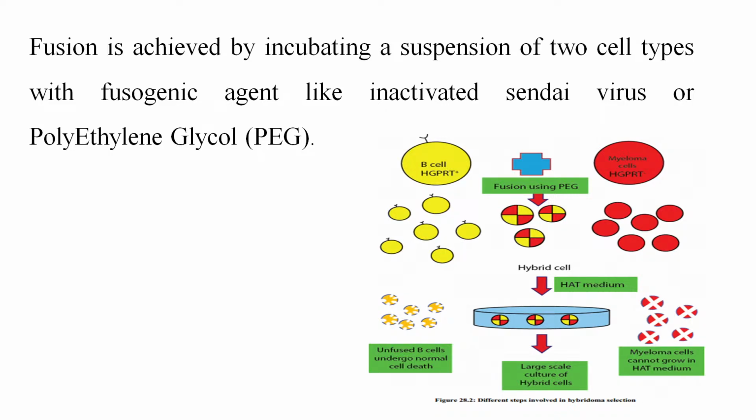So now we have to fuse these two cells, and the fusion occurs using a fusogenic agent. And this fusogenic agent might be biological or chemical. Biological in terms of inactivated Sendai virus can be used for the fusion of both these cells, or when coming to the chemical fusogen, the most commonly used fusogen is PEG, that is polyethylene glycol.